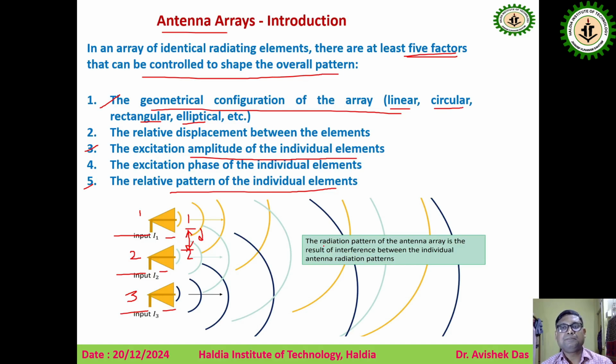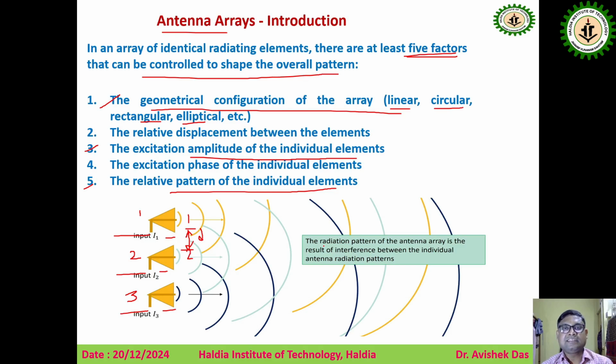So what are the 5 factors of array radiation? The first one is the geometrical configuration of the array. Second is the relative distance between each array element. Third is the excitation amplitude of each element of the array. Next is the phase excitation of each element. And the last, the fifth one, is the relative pattern of each individual antenna.